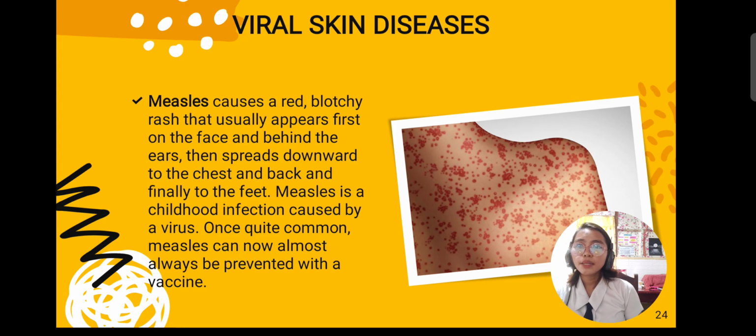Measles. Measles causes a red blotchy rash that usually appears first on the face and behind the ears, then spreads downward to the chest and back, and finally to the feet. Measles is a childhood infection caused by a virus. Once quite common, measles can now almost always be prevented with a vaccine.